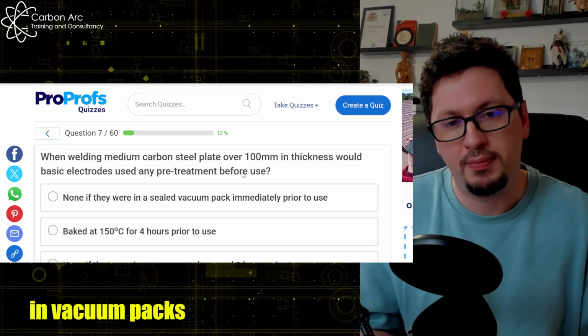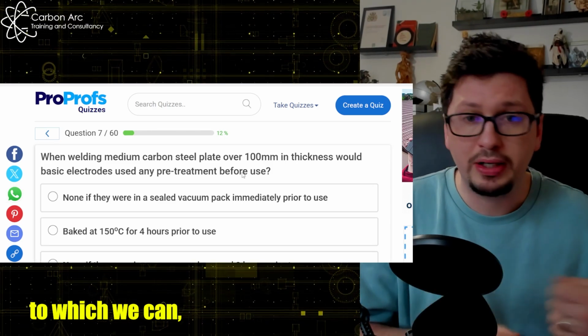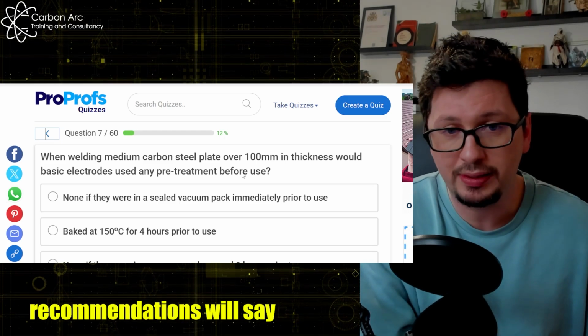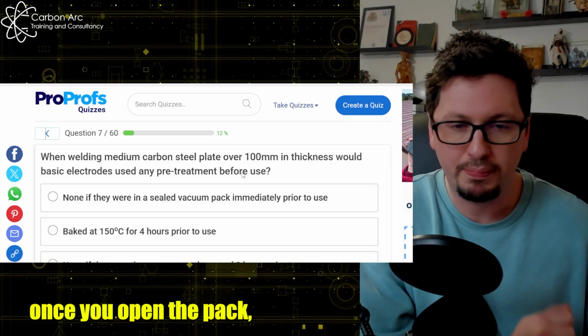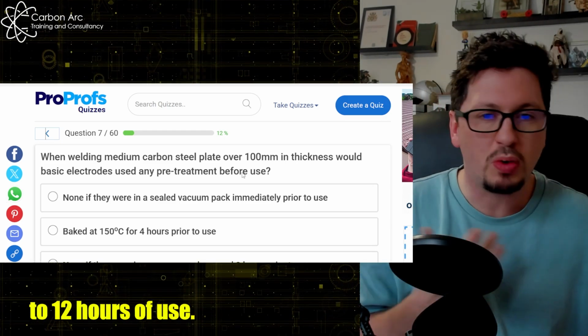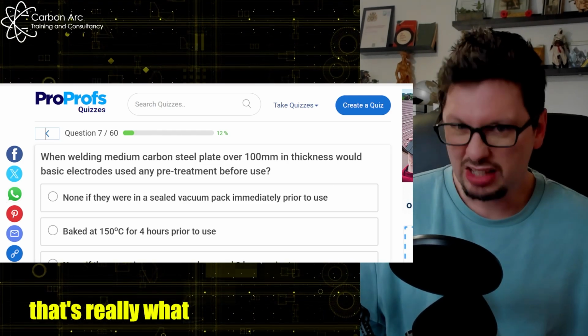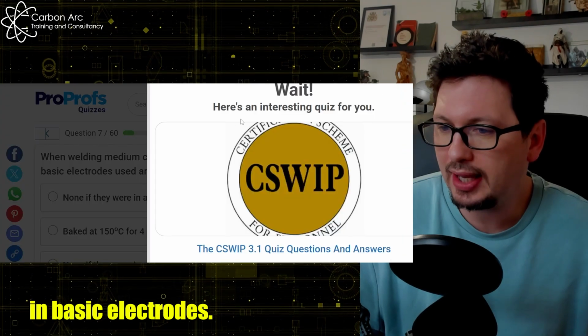Or we have them in vacuum packs, to which we can use them straight out of the vacuum pack. Again, manufacturer's recommendations will say once you open the pack, you get between 10 to 12 hours of use, something like that. Okay, so that's really what we're looking for in basic electrodes.